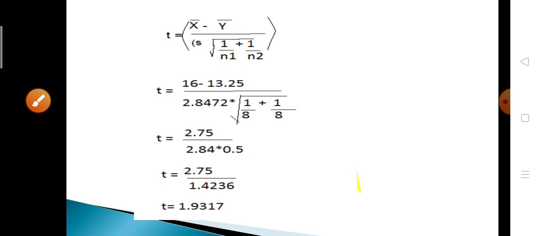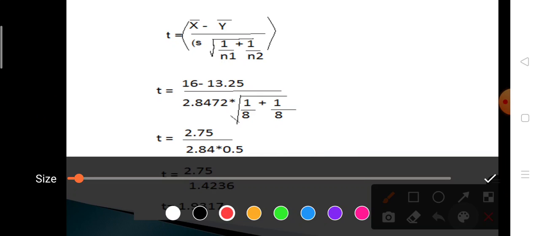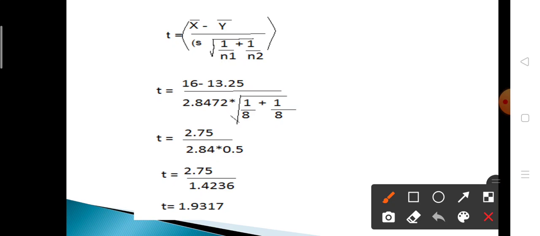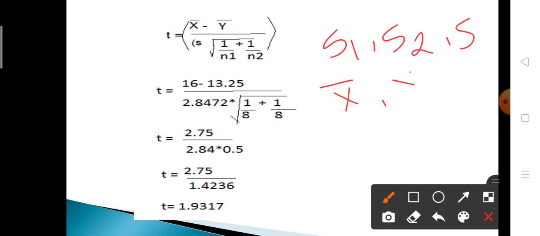For finding the value of the test statistic, see the steps. The first step is to calculate S1, then S2, then S, then calculate x bar, then y bar, and the last is to calculate the test statistic. So this is the procedure for finding the value of the test statistic.